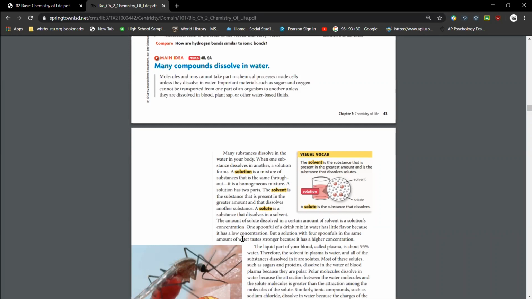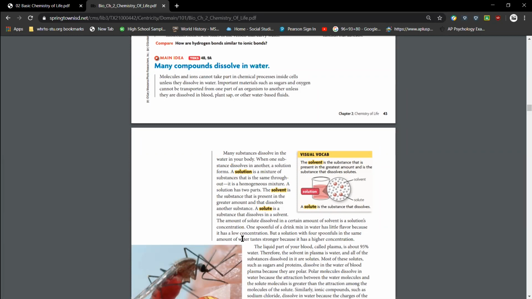And so what this does is it breaks apart this salt molecule, and this is what dissolving is. So a little bit of terminology here. A solution is a mixture of substances that is the same throughout. And so it's homogeneous. Homogeneous just means same throughout. So it's a homogeneous mixture.